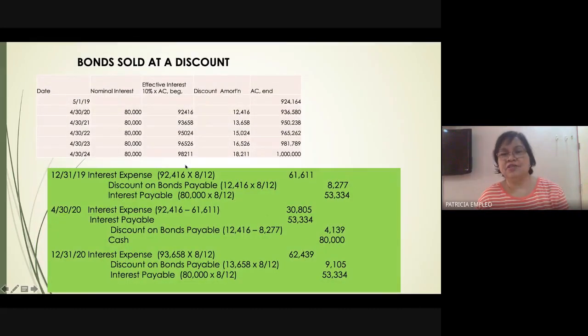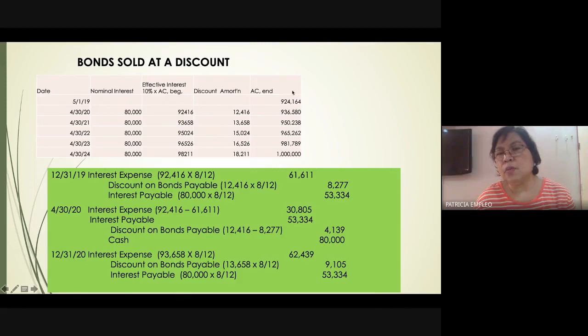Okay, so this is your discount amortization table. So our beginning amortized cost is 924,164. Again, your nominal interest is fixed all throughout the 5-year period. This is 10% of the previous amortized cost. The difference between the two is your discount amortization.